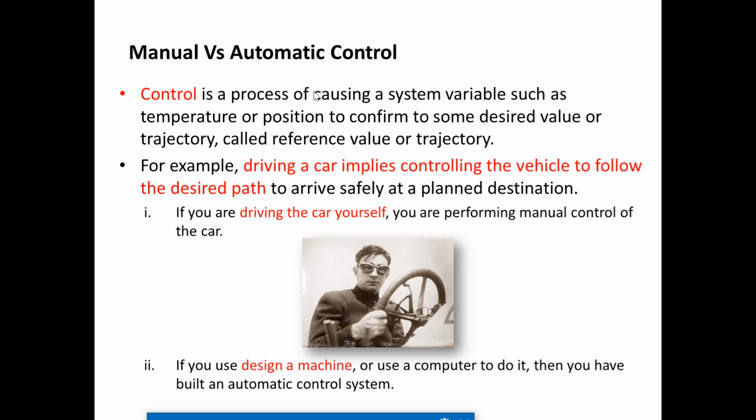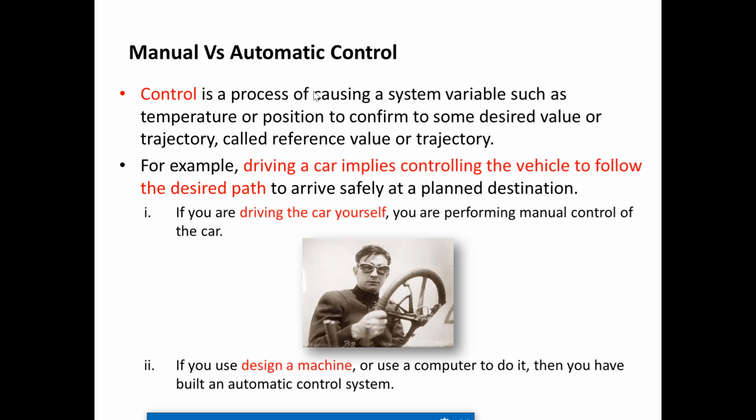For example, driving a car implies controlling the vehicle to follow the desired path to arrive safely at the planned destination. If you are driving the car yourself, you are performing manual control of the car. If you design a machine or a computer to do it, then you have a built-in automatic control system. There's a very simple example of manual versus automatic control, right?